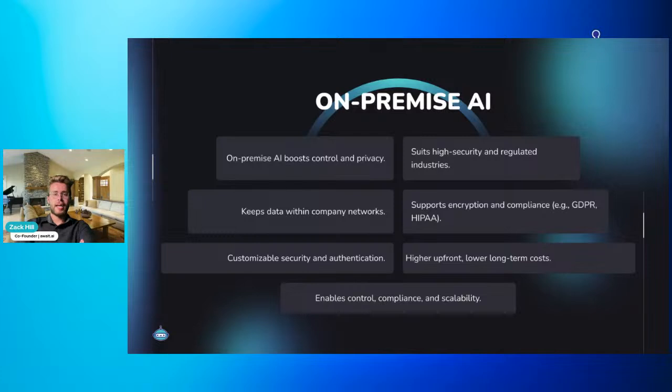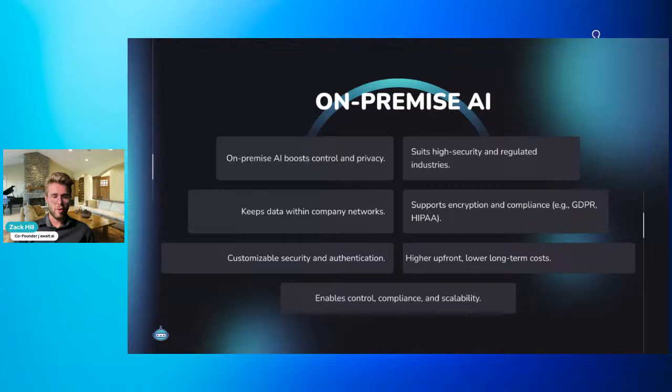So opting for on-premise AI deployment presents a strategic advantage for organizations aiming to maintain control over AI outputs and data privacy. Now, this approach benefits entities with high security needs or those in heavily regulated sectors, as it ensures that sensitive information and AI interactions are confined within the company's internal network. On-premise AI enhances data security through encryption both in transit and at rest, and simplifies compliance with regulations like GDPR and HIPAA.